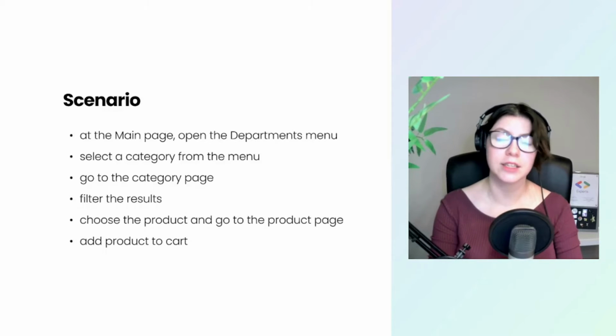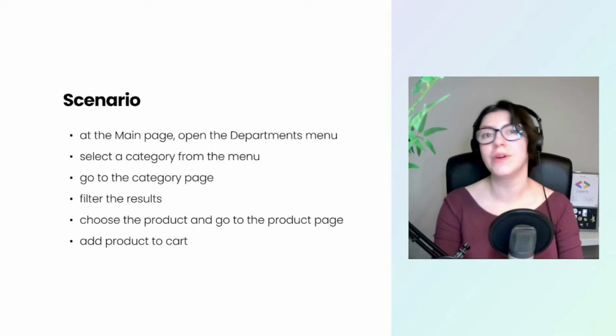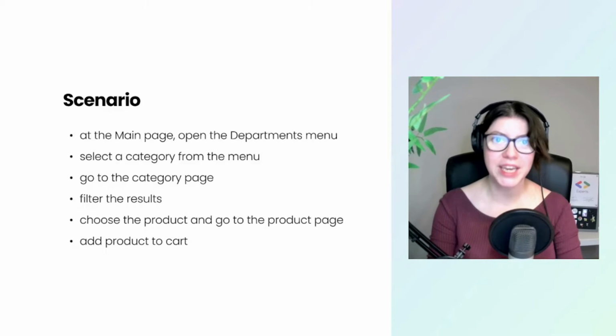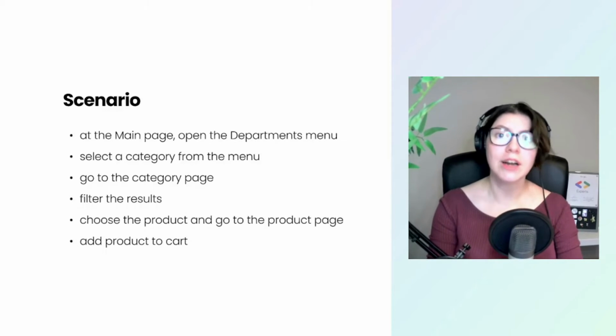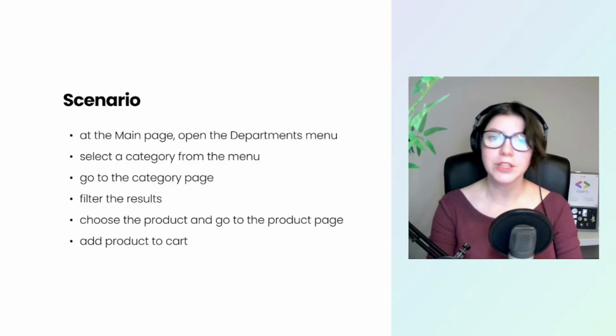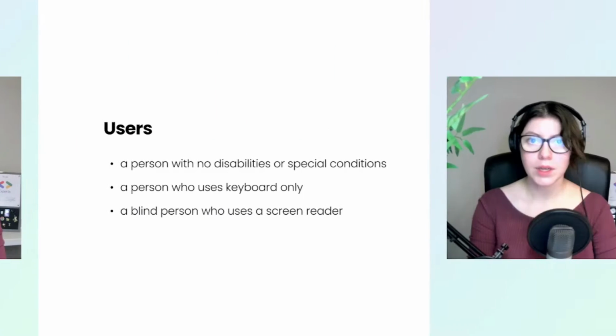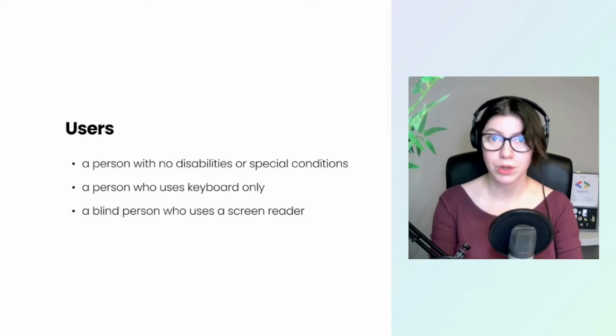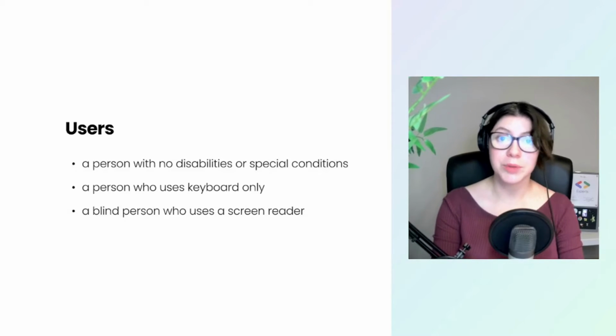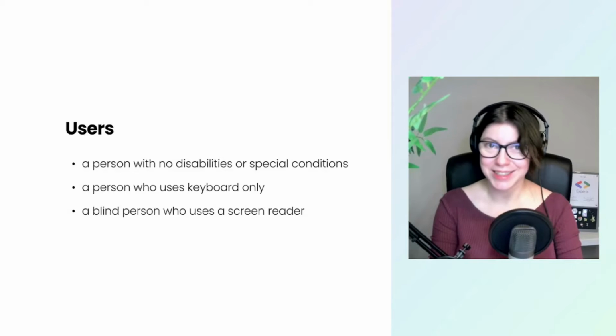We'll get the final list of the products, we'll choose one product, and then we'll go to the product page and we'll try to add it to cart. Then we'll check the cart and we'll try to proceed with the checkout. The scenario seems pretty simple. We just need to buy something, to add something to cart. And you'll ask me where's the accessibility, and I'll tell you.